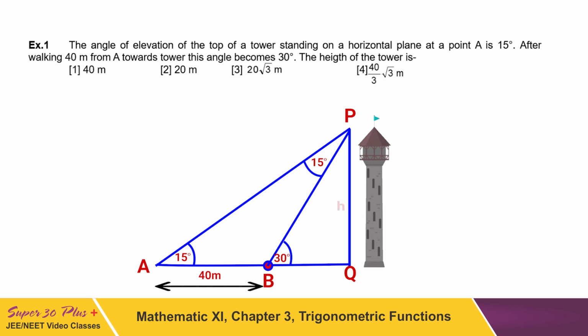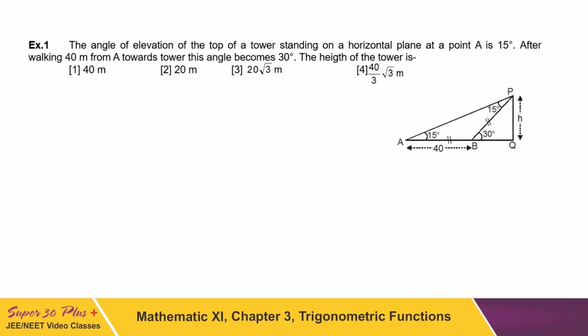Let's see the figure of this question. A is a point, B is a point and the distance AB is 40 meter. The angle of elevation is given as 15 degrees and this is 30 degrees. That's why this is the interior angle for angle PBQ and PAB, so we can find the angle PBA, that is 15 degrees. Now we can see the angles are equal, that's why the sides are also equal. In this triangle, this side equals this side, which means this is 40, then this is also 40. Let the height be H.